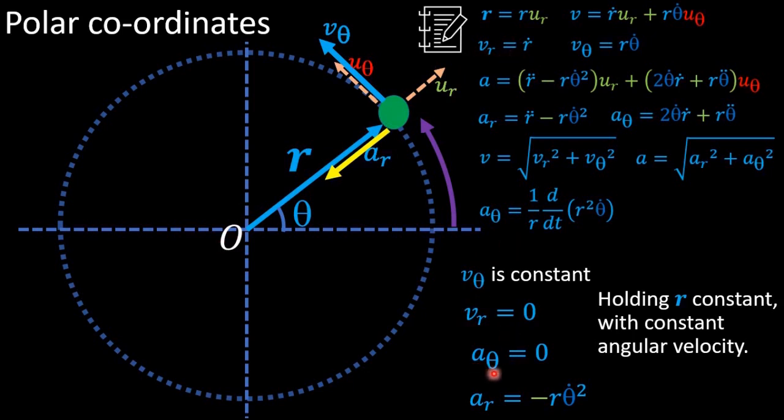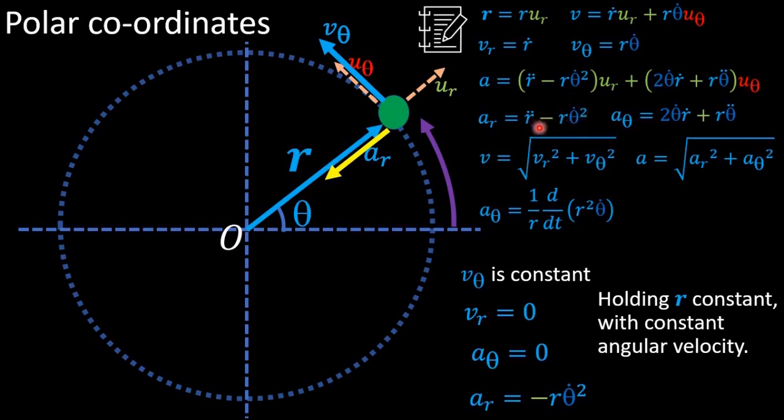And a sub theta is also going to be 0. Okay, because theta dot is constant. Okay, r dot is 0, so this term is going to go. And since v sub theta is constant, theta double dot is going to be 0. Okay, so a sub theta is 0. However, a sub r is not going to be 0. So this term here, r double dot, is going to go because there's no velocity in the radial direction. So therefore there can't be any acceleration. So we're just going to get left with this.